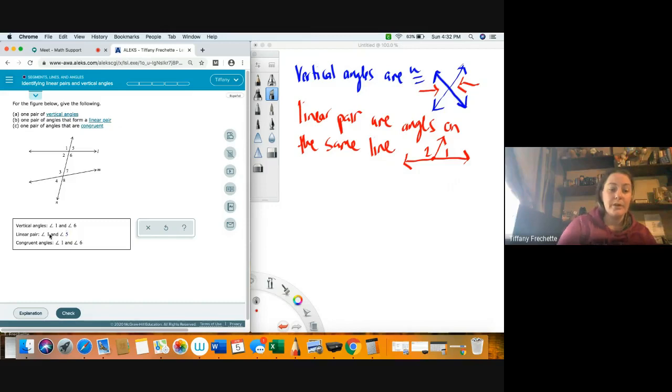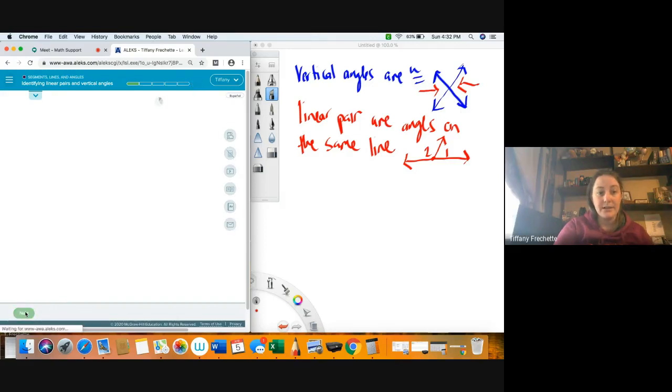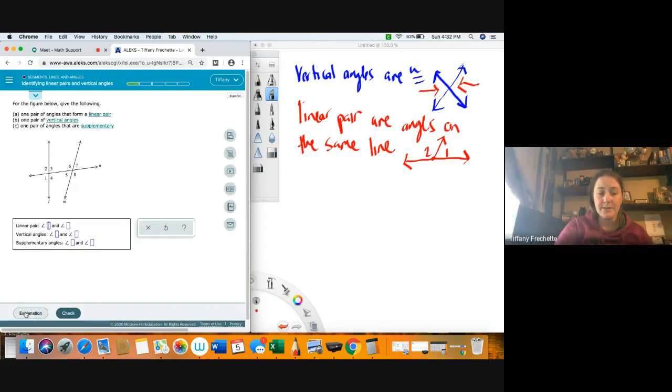I'm just going to go with 1 and 5, which is the top there. I'm going to click check. Yay! All right, so for the next one, I'm not going to go through and explain each and every one that's possible, but we know vertical angles means we're going to go across. So I'm going to go ahead and pick 2 and 4 like they did in that first example.